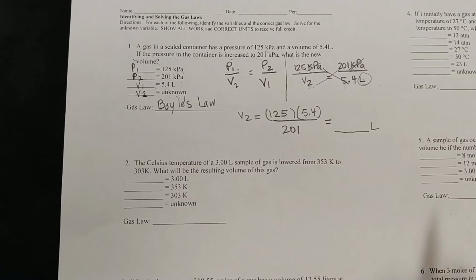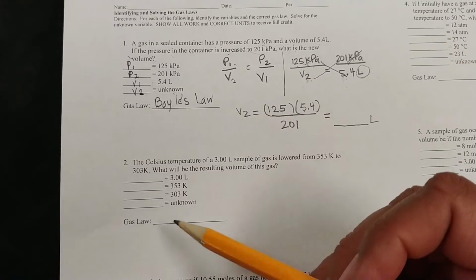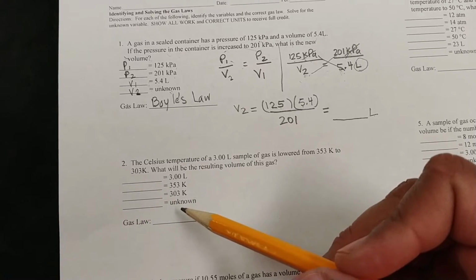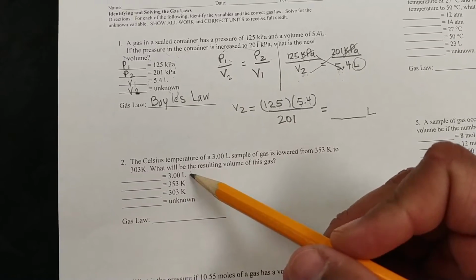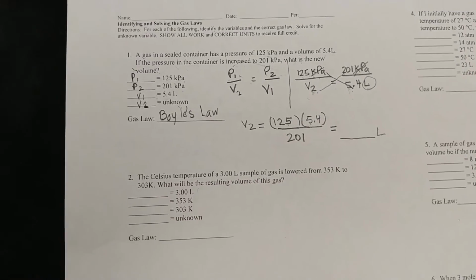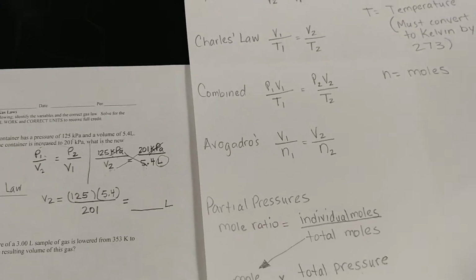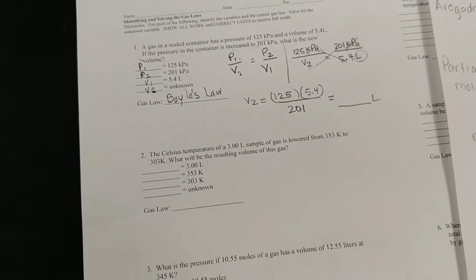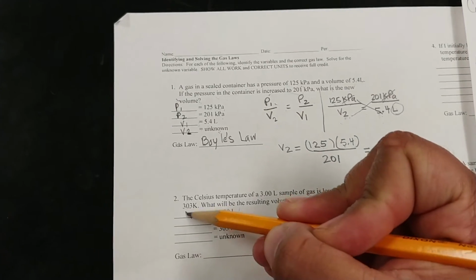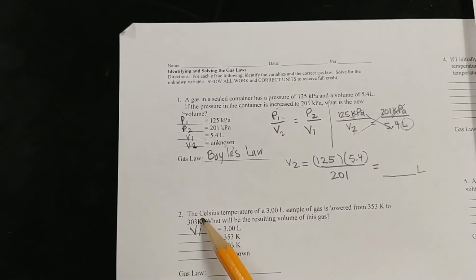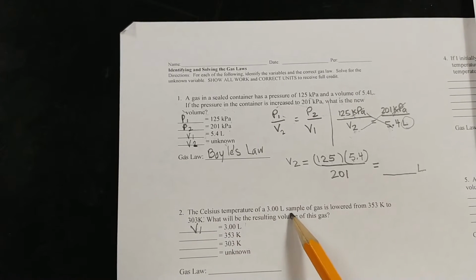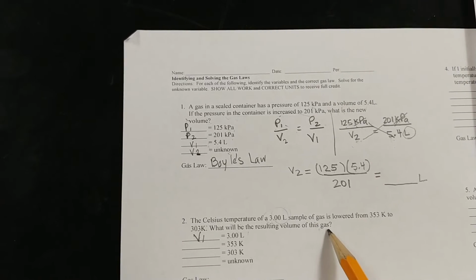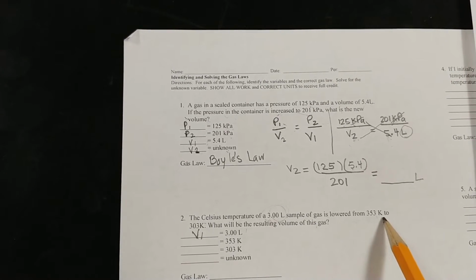For the next problem, it's pretty much the same concept. You have to go through and find out which each one is. This is in liters, and as we said earlier, looking at our notes, we know that liters is going to be volume. So that's going to be our first volume mentioned. If we read on, it says the Celsius temperature of a 3-liter sample of gas is lowered from 355 Kelvin to 303.